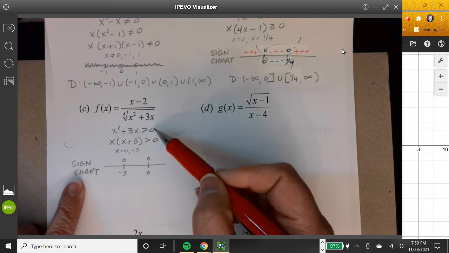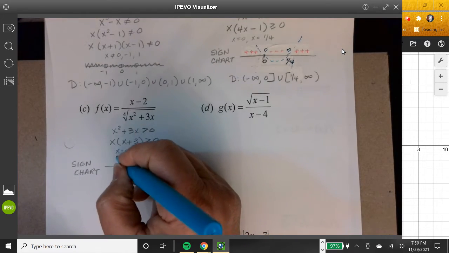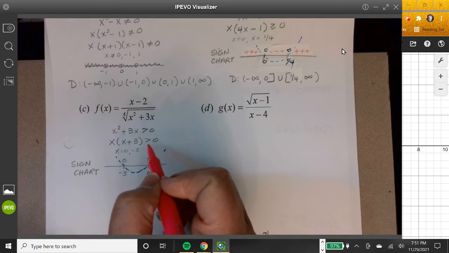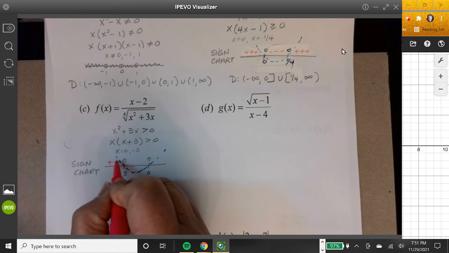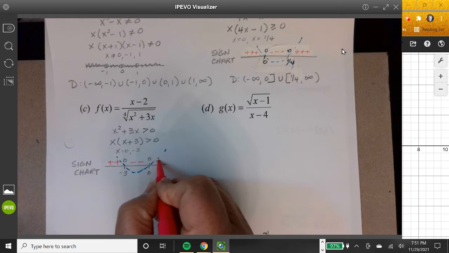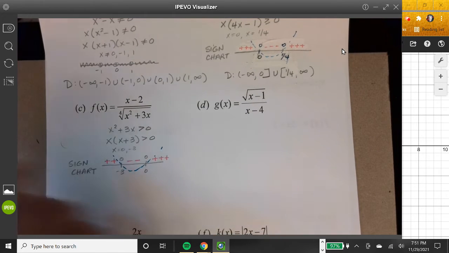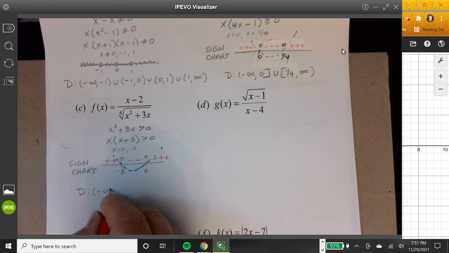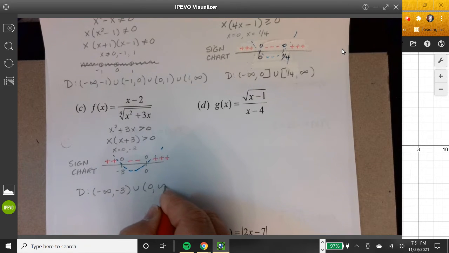This is a parabola that opens up. Here we go. And I can only take the root of what numbers? Well, the positive ones. Can't even take the fourth root of 0 on the bottom because it has a denominator. All right, so the domain for this one is going to be negative infinity to negative 3 in union with open 0 to infinity.